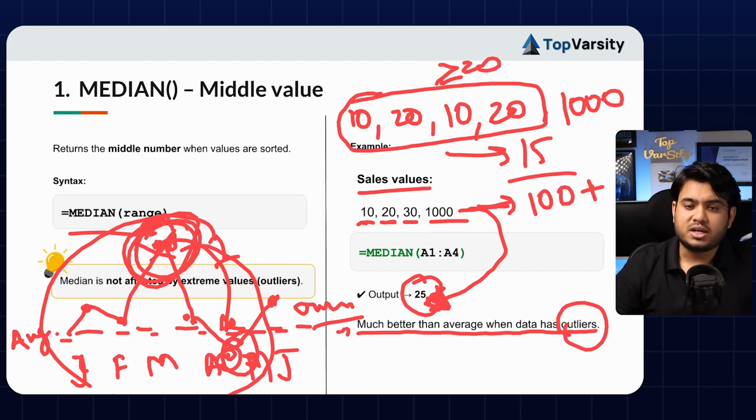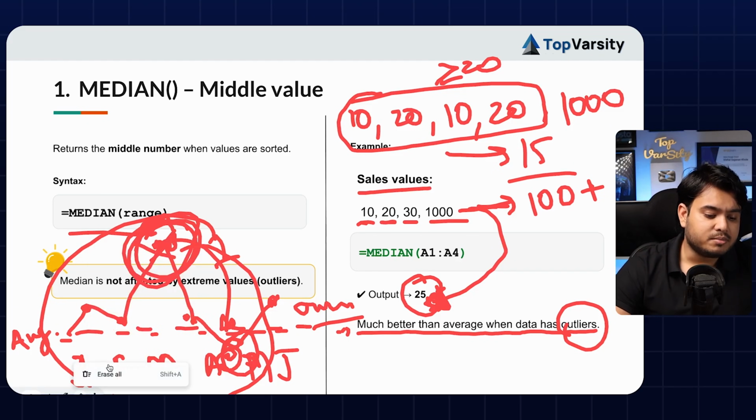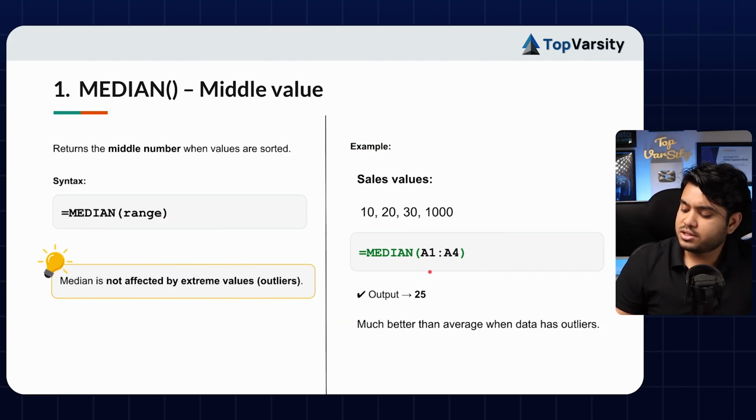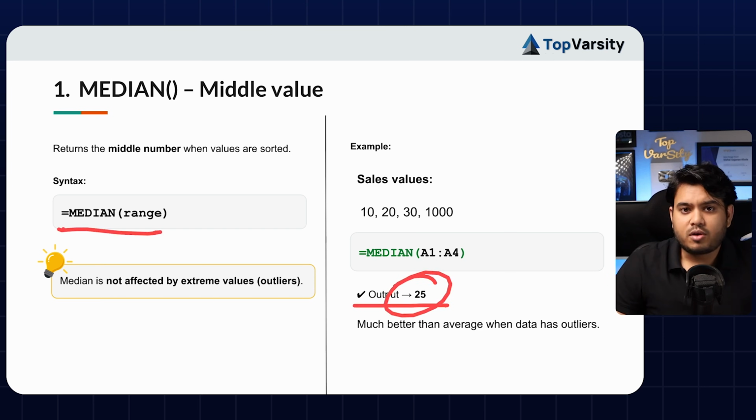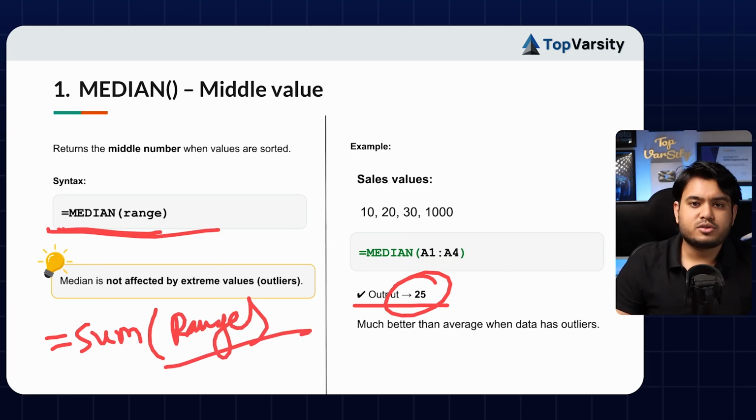For that we'll use multiple things, but right now we are learning only this median. In median you just need to select the median value, and this is your median value. Now let's solve some problems, because the formula for this is very easy, like sum. For sum we'll write sum and select the range. So same here for median also, we'll write median and select the range.